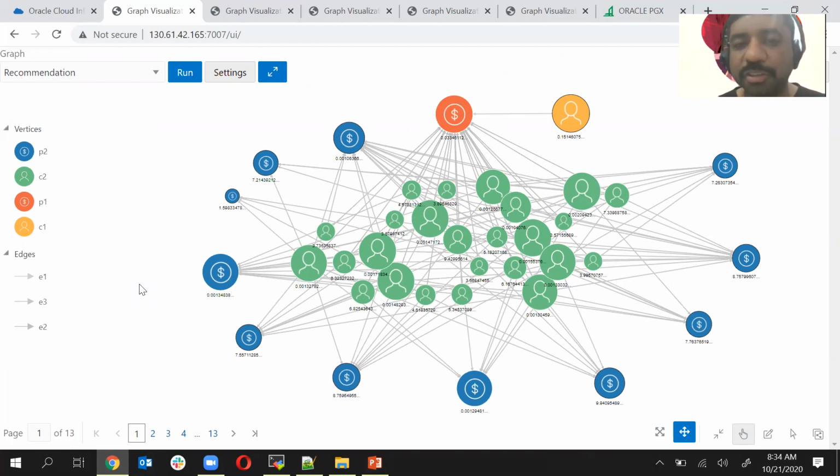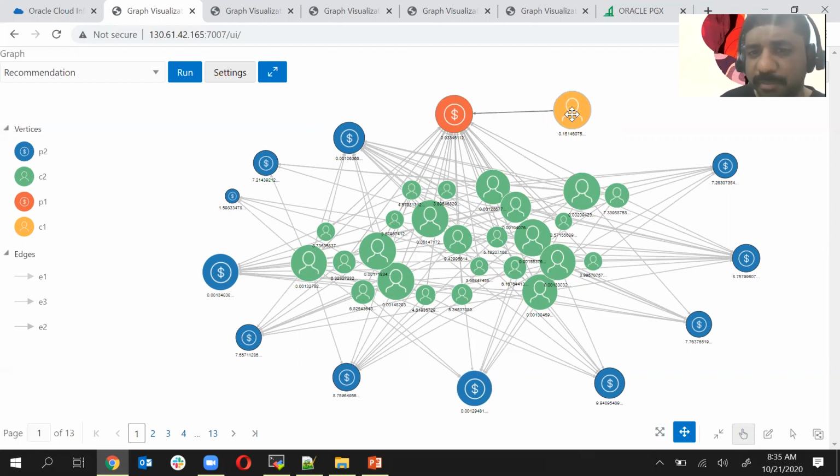So as we can see on the screen, what we infer is that we have a customer with the yellow node. We have an offer which is offered by the bank, which is the red node. We also have different customers in the green nodes and different offers in the blue nodes. The story goes like this.